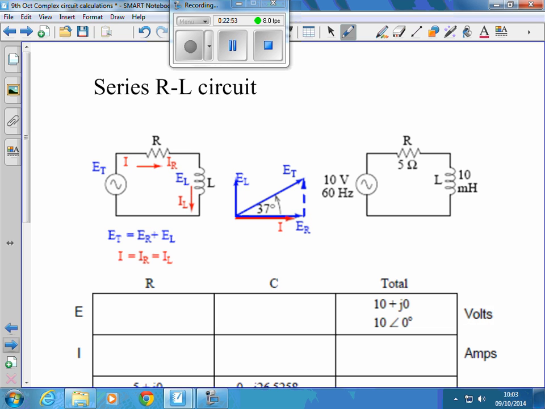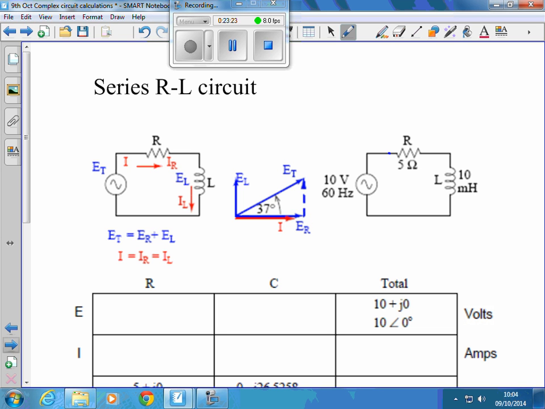So, if we then introduce a circuit where it's got, and this is where we'd always have this with a real inductor anyway, because it's got some resistance. So if we model a real inductor by saying this is a 10 millihenry inductor where the coil resistance is 5 ohms, for instance, they're in series with each other. We then get a more complex phasor diagram.